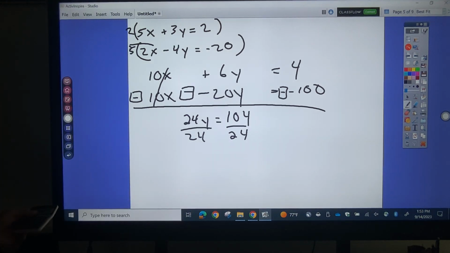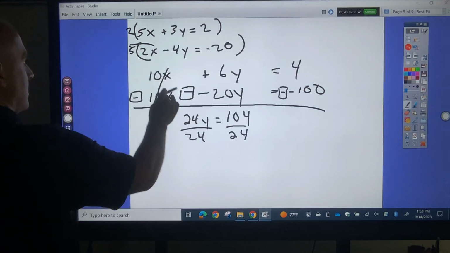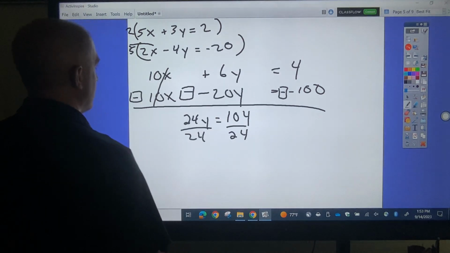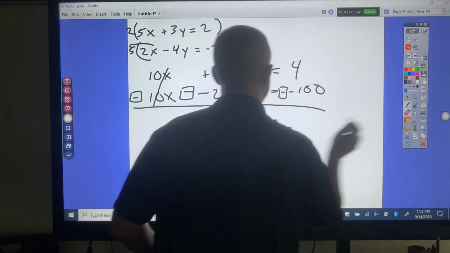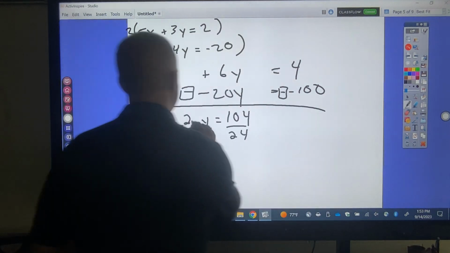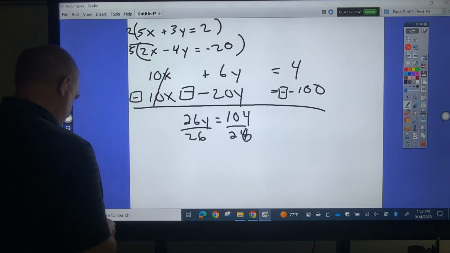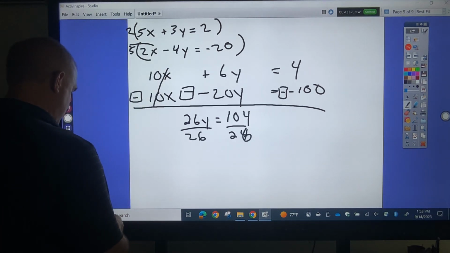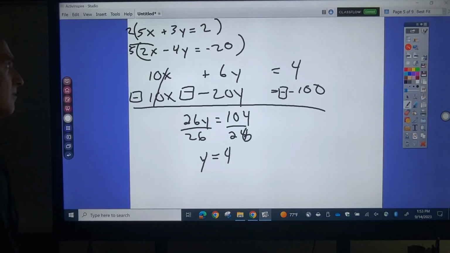If I take 104 divided by 24, I get 4.3 repeating. Let me make sure I got my math right. 2, 6, 4, 10, negative 20, negative 100. That's right. Oh, there's my mistake. Sorry, bad arithmetic. Let's divide by 26. 104 divided by 26 is 4. I knew I didn't get a decimal right away.